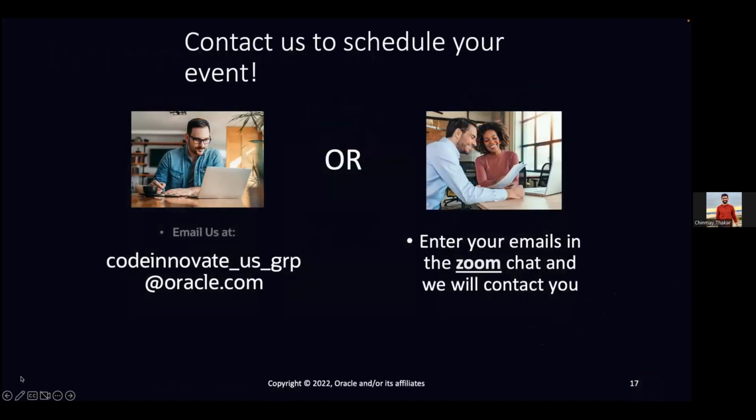If Code Innovate is something you might be interested in, if you have a specific use case in mind that you would like to implement on OCI, you can contact us. These are our email addresses. Please send us an email if you're interested, and we will contact you and move forward with our discussions about the use case as well as scheduling the event with you. Otherwise, you can also drop your emails in the Zoom chat, and we'll reach out to you directly to further the discussion about Code Innovate.